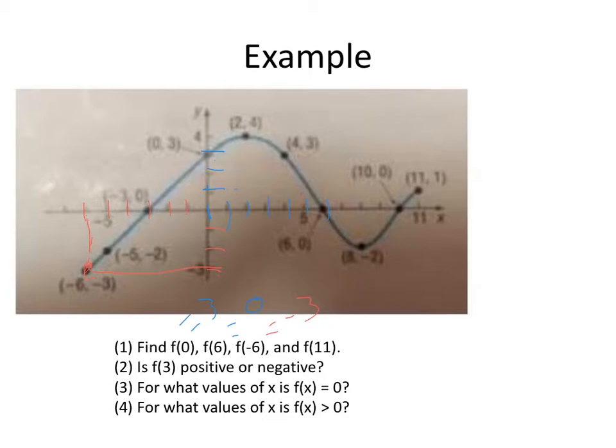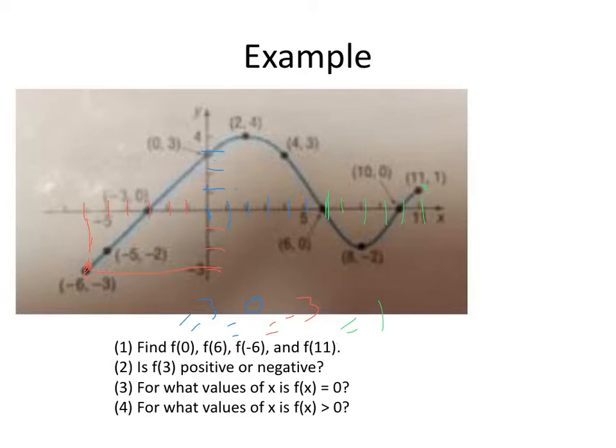Now f of 11. Now we know this point is 6, so why don't we just keep counting from there. 7, 8, 9, 10, 11. That looks like it'd be the point (11, 1). So f of 11 is equal to 1.